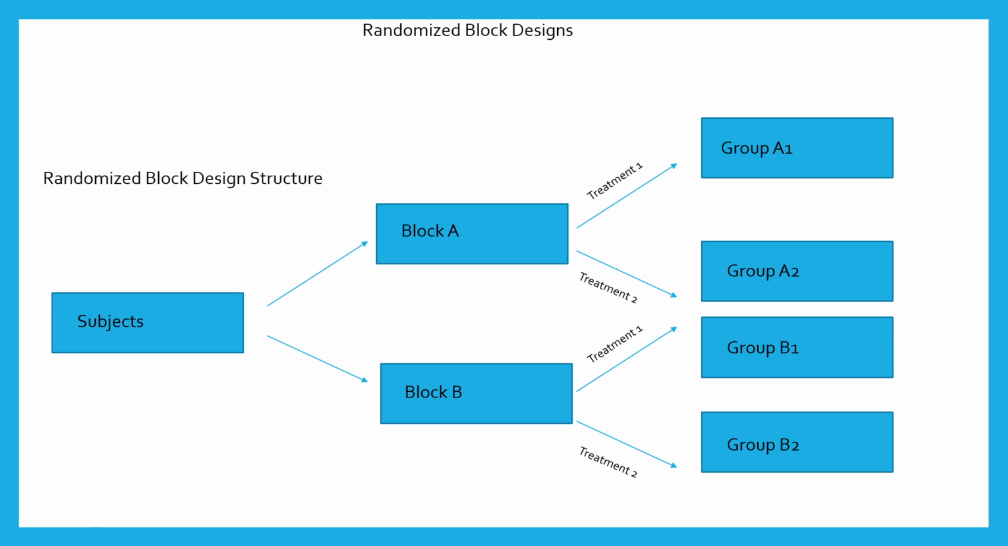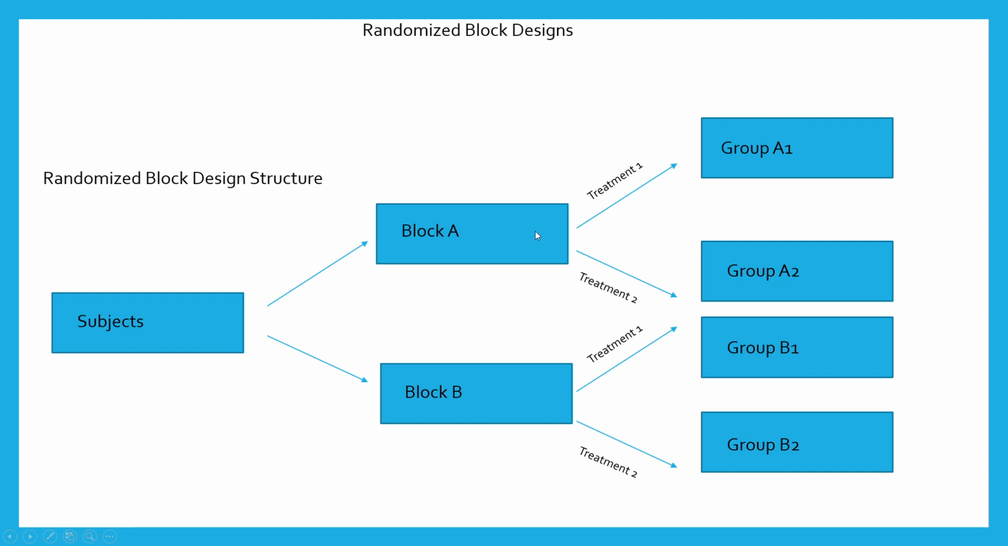Randomized block design structure, though, adds another layer into it. See how we have our subjects and we are then separated into block A and block B. This is the variable that may or may not have an effect on the different treatments.